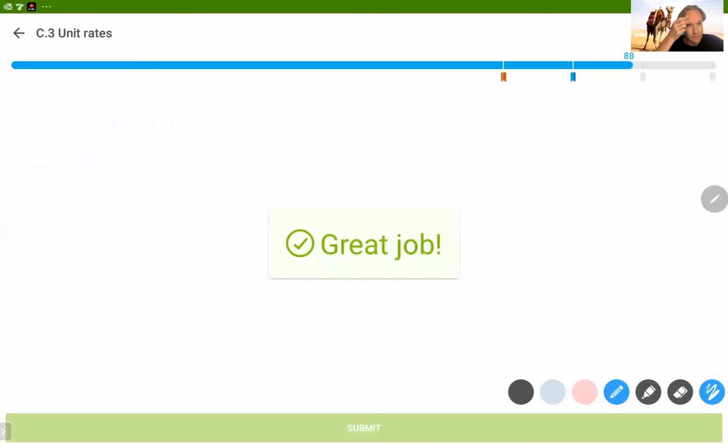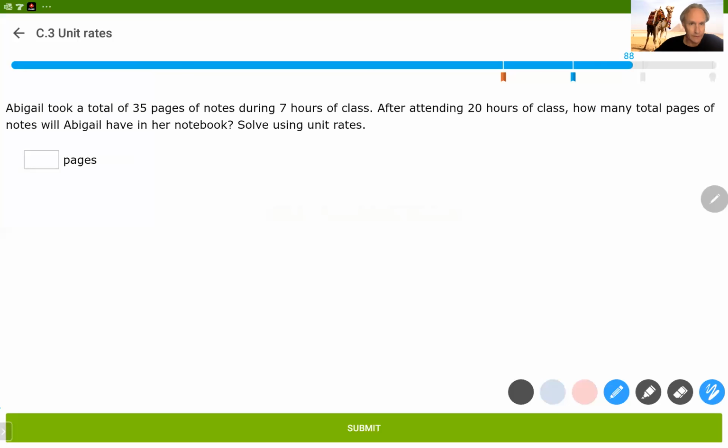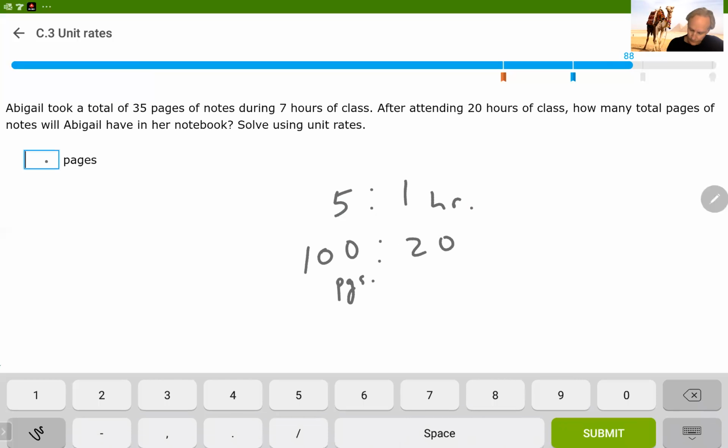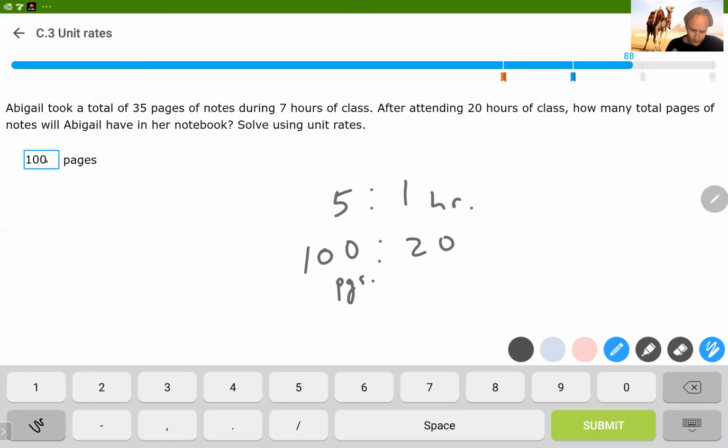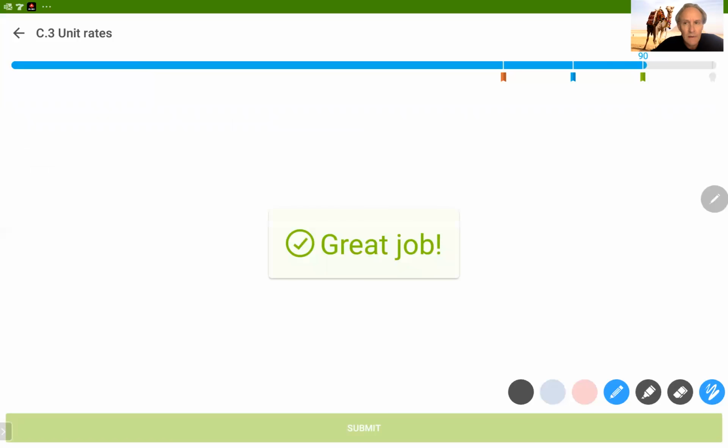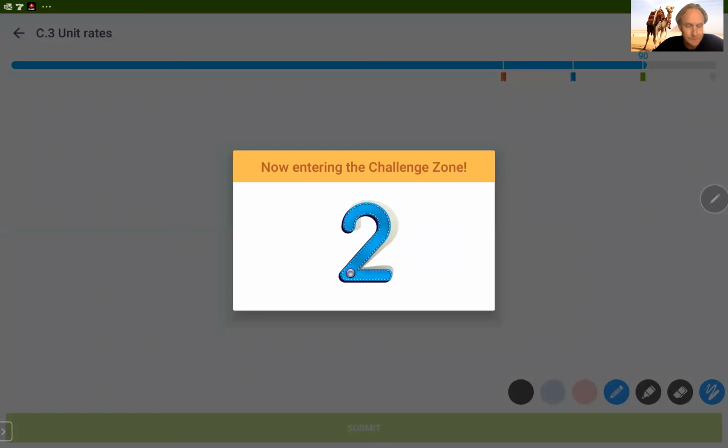Seems to be easier to simplify the ratio though. 35 is to 7, so that's going to be 5 pages per 1 hour, and we have 20 hours of class. Since this is the 1 hour over here, we want 20 times 1 is 20, and 20 times 5 is 100. So this is 100 pages. Seems to be easier to reduce first.